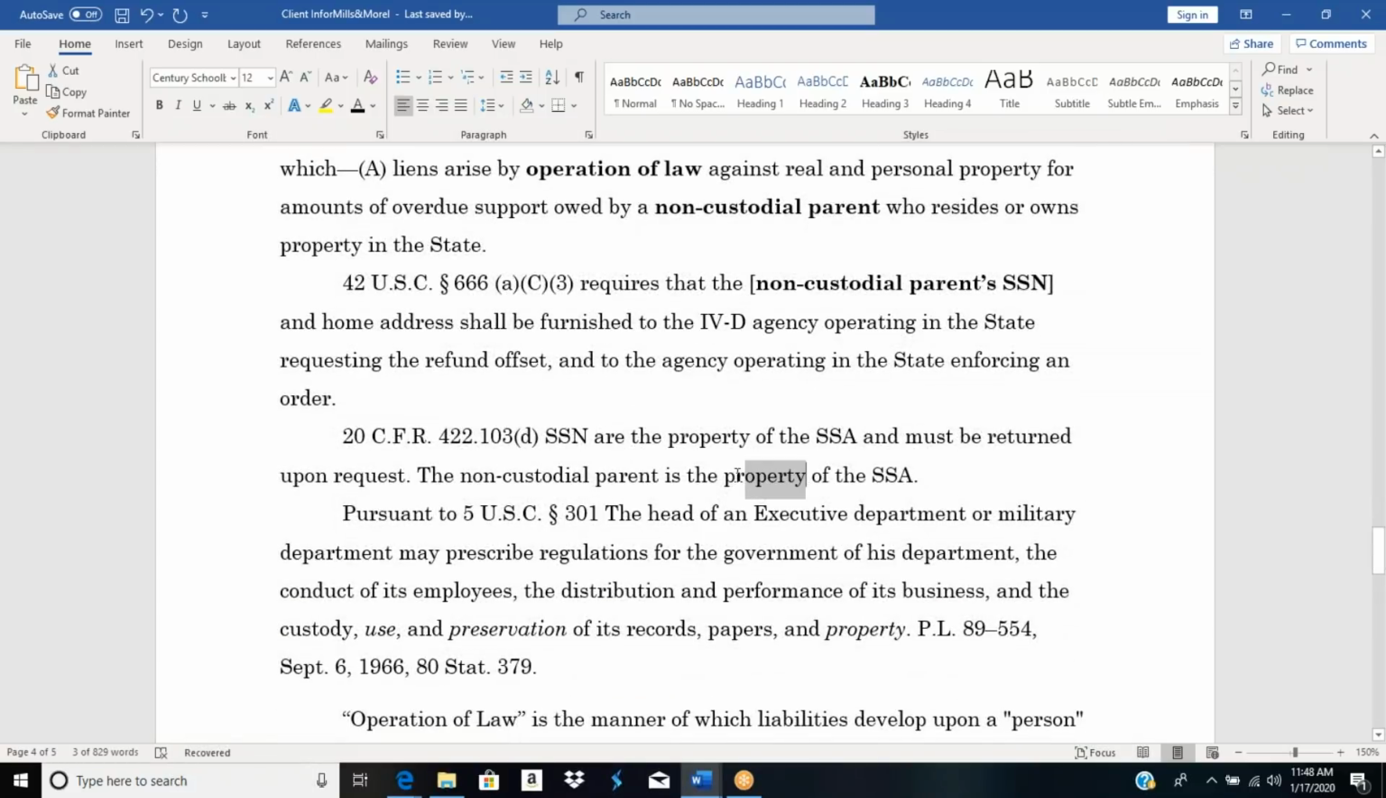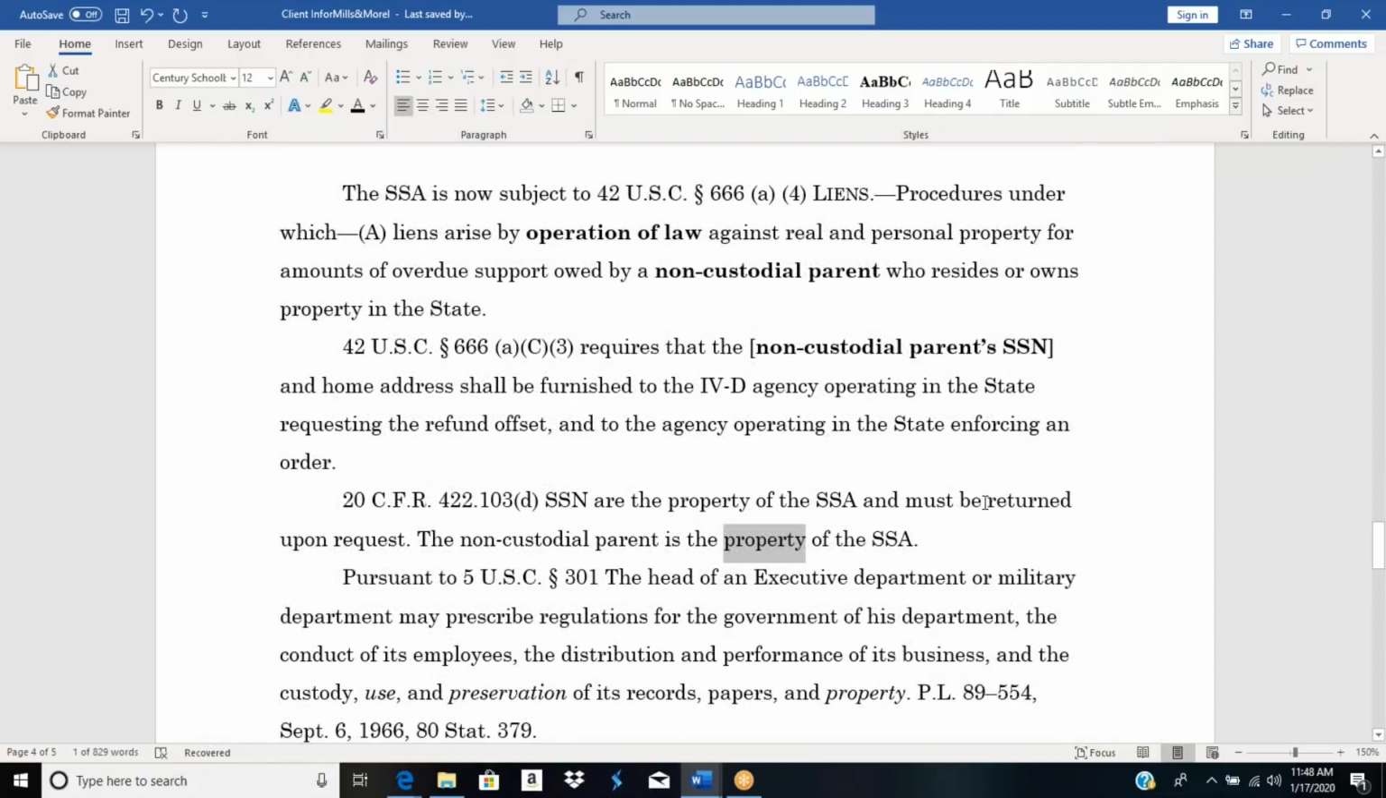It's the property of the Social Security Administration. That's the only thing that card serves, is to show that this is our property. They got a whole lot of property in this country, gentlemen. All right, so this is the equation.